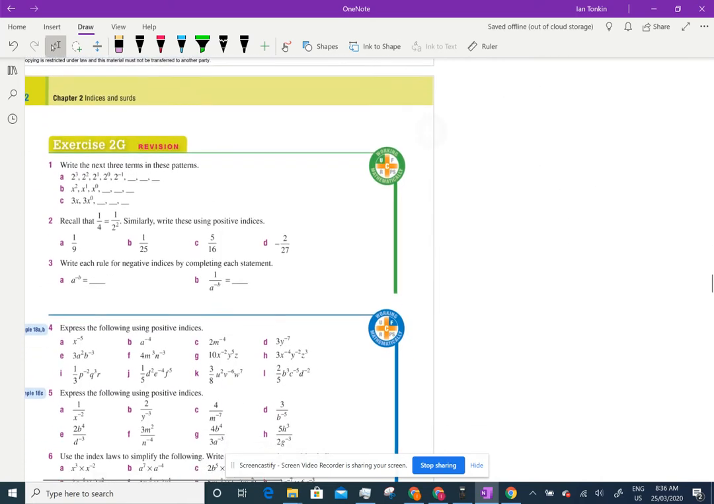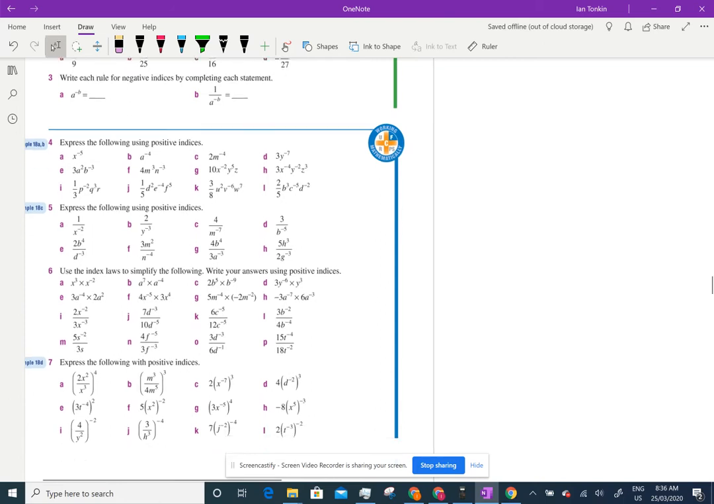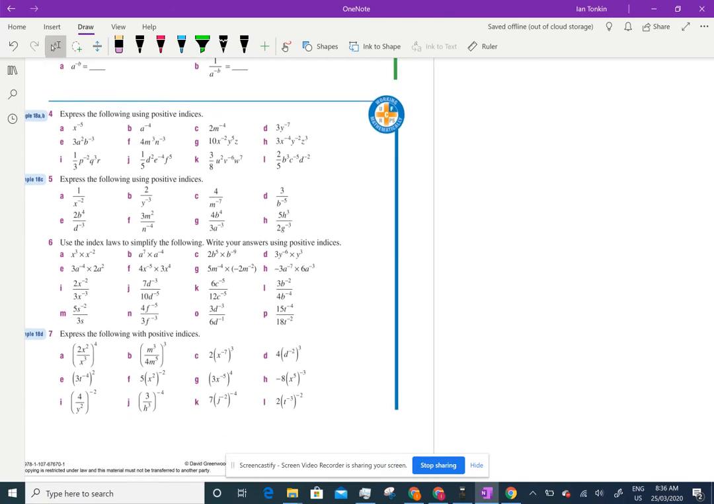So let's have a look at these. I've asked you to do the last two columns of 4 to 10. So it's a fair bit of work. So I'm going to do the first column. And remember, it's only the pronumeral or the number to the power that you need to worry about.